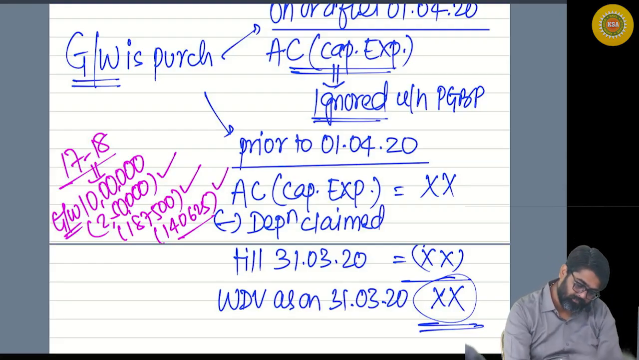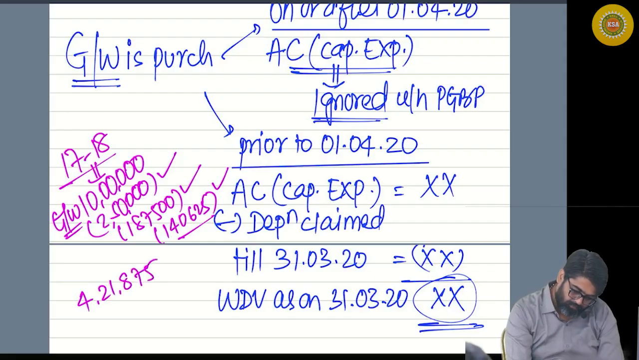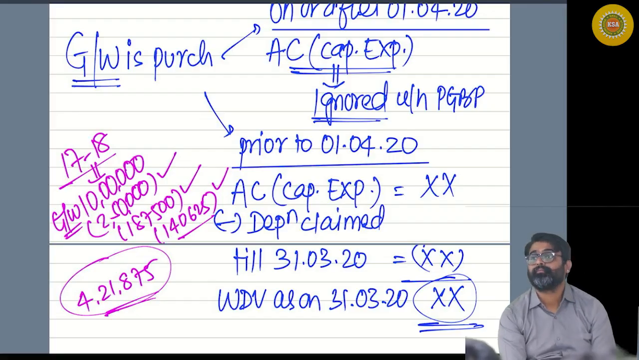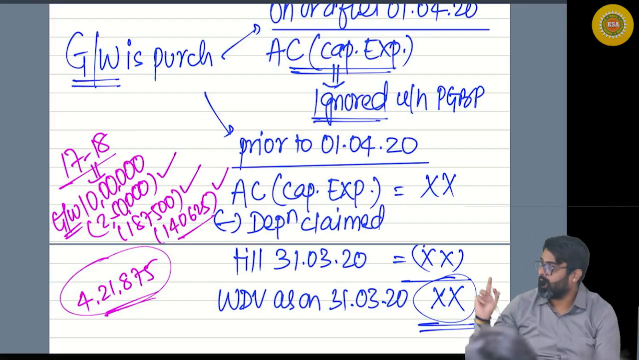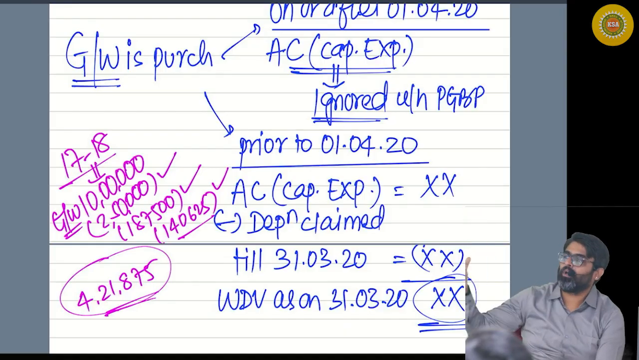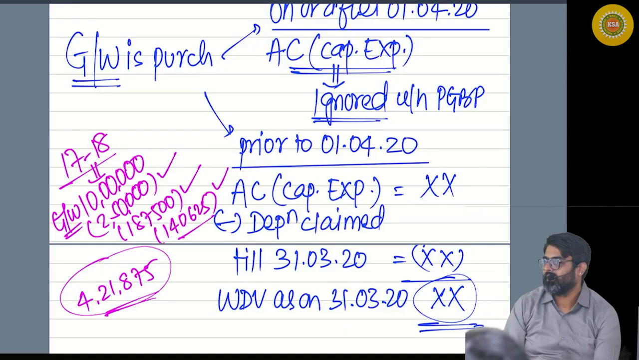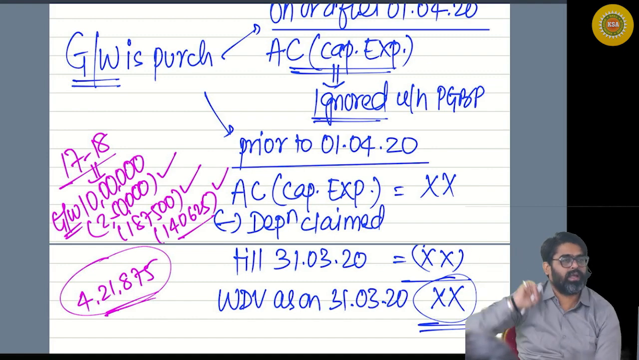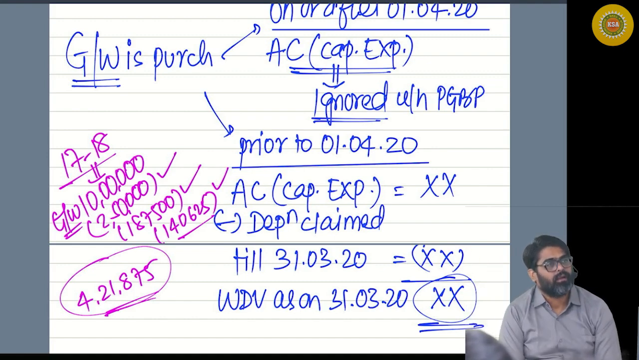How much is remaining? 4 lakh 20,870. Can I say this is the cost remaining out of 10 lakhs? Out of the entire 10 lakh, some cost was allowed in 17-18, some cost was allowed in 18-19, some cost was allowed in 19-20.